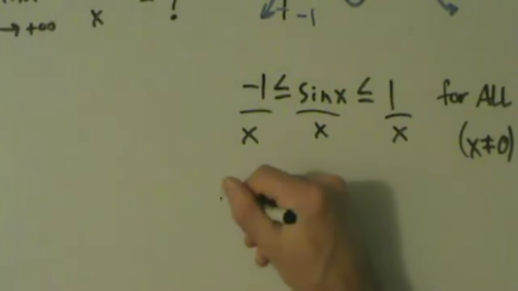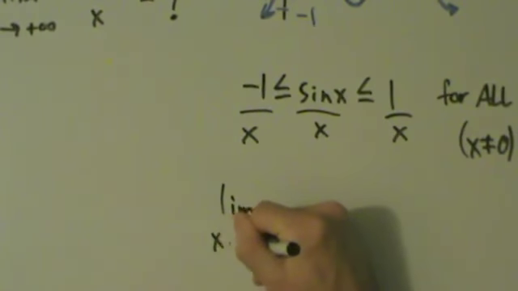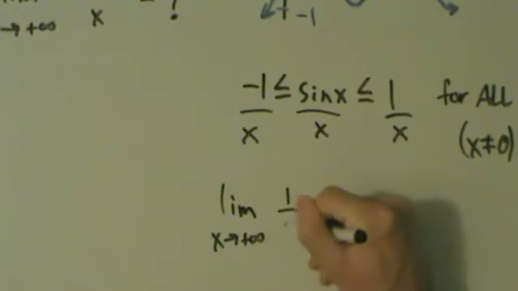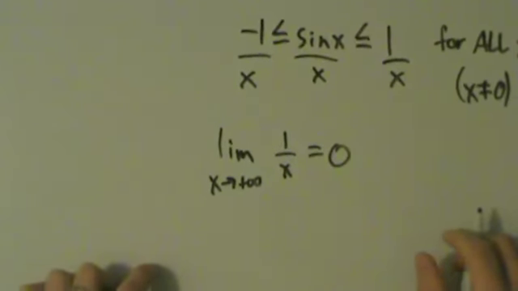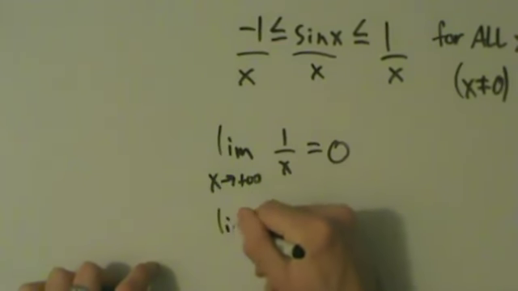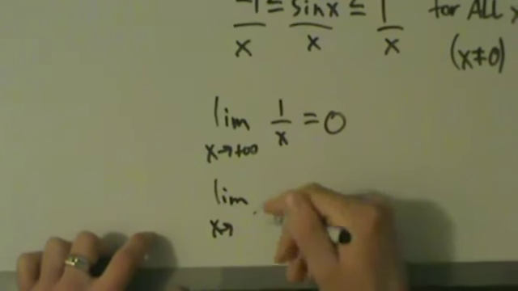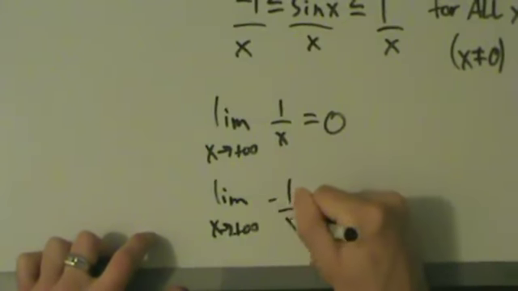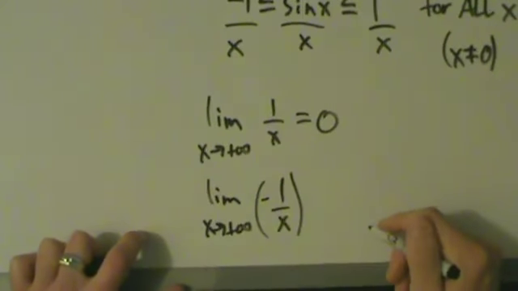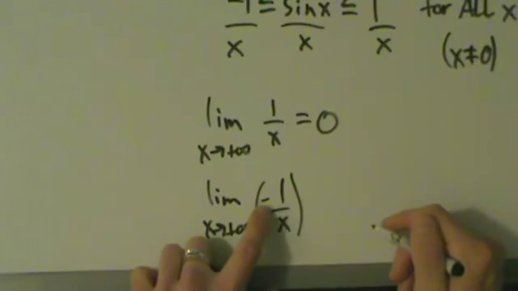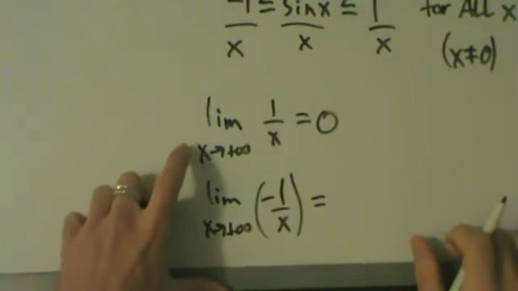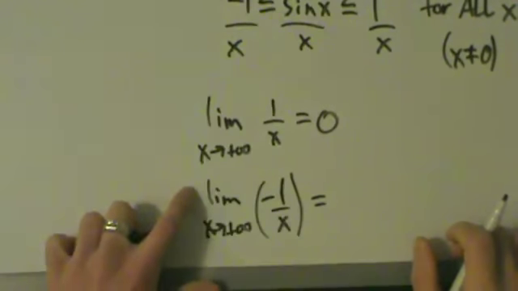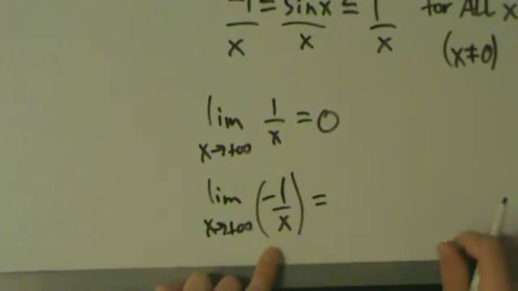We know that the limit as x goes to positive infinity of 1 over x equals 0, right? We know that. And what else can we say? The limit as x goes to positive infinity of negative 1 over x. Well, what's that going to be? Well, this negative isn't going to affect anything, right? So the limit as x goes to infinity of positive 1 over x is 0. The limit as x goes to infinity of negative 1 over x is the same thing, just 0, right?